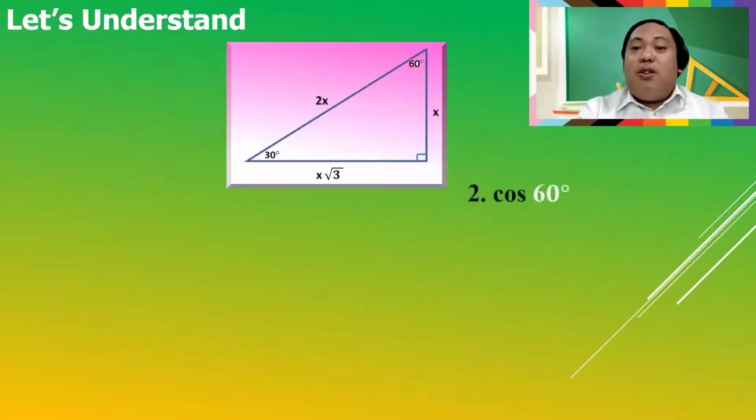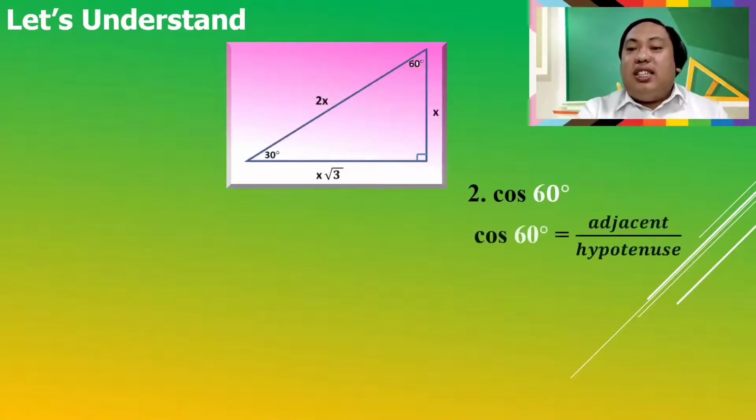Let's have cosine 60 degrees. Cosine 60 degrees equals adjacent side over hypotenuse. Then we have x over 2x. So we simplify, we have 1/2. Therefore, cosine 60 degrees is equal to 1/2.